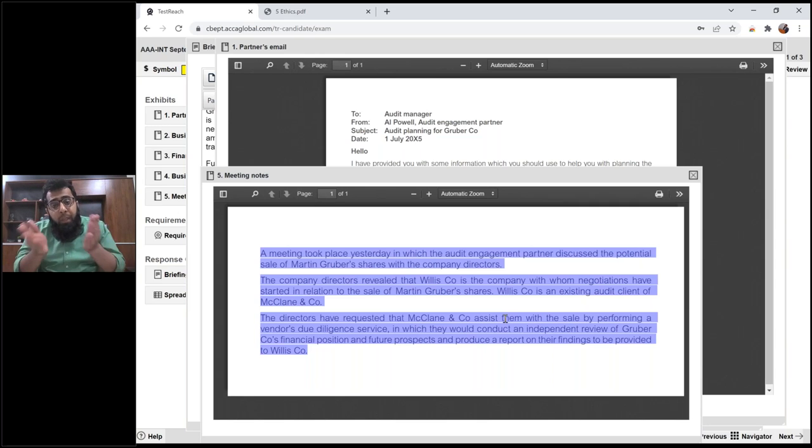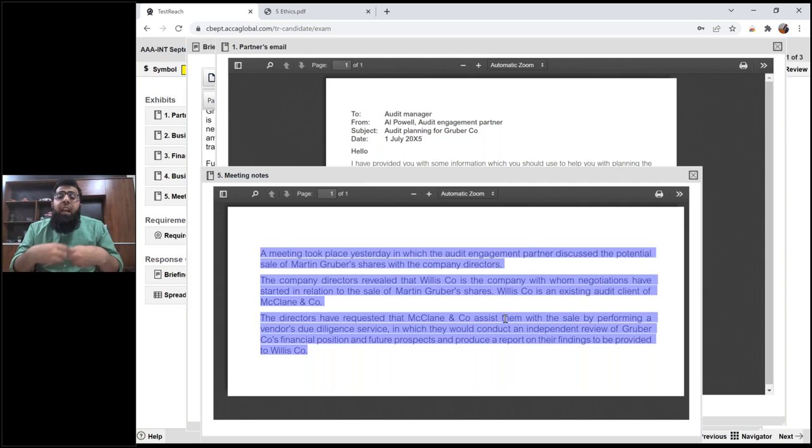Now, there will be a very big conflict of interest. What you need to understand is, if we write that Gruber Company is not a good company, obviously Gruber Company will say, what are you doing, we have been giving you so much business, why are you writing things like that? So there will be a conflict of interest.